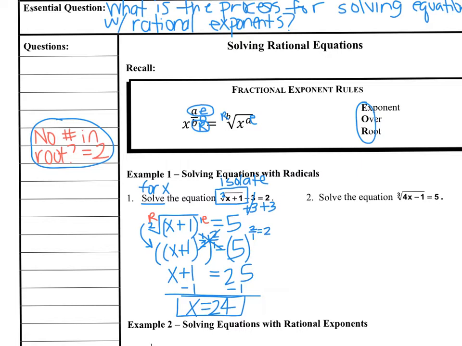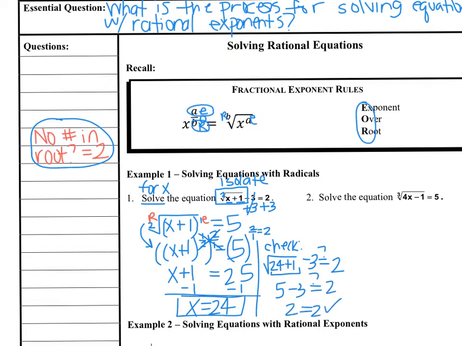Okay, with these, you always want to do a check. So if I did a quick check, I'm going to squeeze it in here. Okay, so quick little check. The square root of x plus 1, so I'm going to do 24 plus 1, minus 3, does it equal 2? So if I square root, 24 plus 1 is 25, square root of 25 is 5, minus 3, does it equal 2? Indeed, if I subtract, I get 2 equals 2, that's a check.